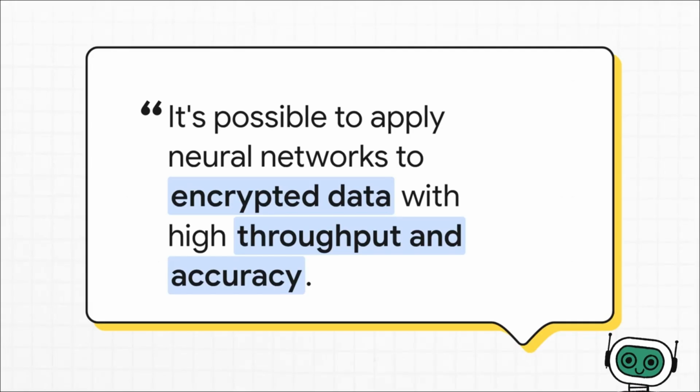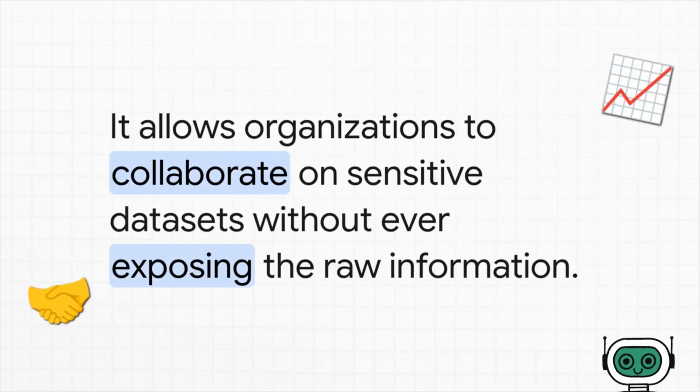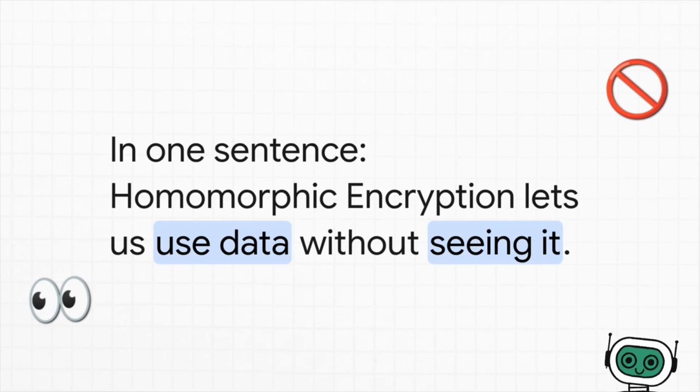And this isn't just theoretical. Projects like CryptoNets have already demonstrated that you can apply neural networks directly to encrypted data and still maintain high accuracy. So what this all boils down to is that it allows different organizations to work together on sensitive datasets without ever exposing the raw information to each other. In one sense, homomorphic encryption lets us use data without seeing it.